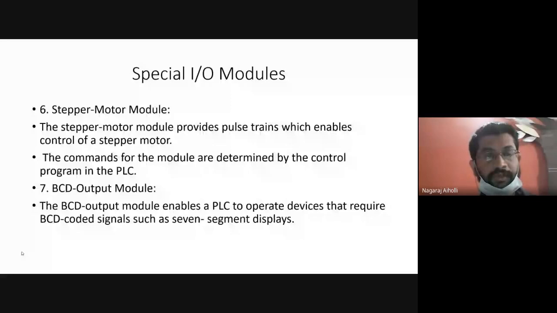BCD output module. It enables a PLC to operate devices such as 7 segment displays. You might have seen in malls a display with a rolling screen showing advertisements. Those are the 7 segment display screens.